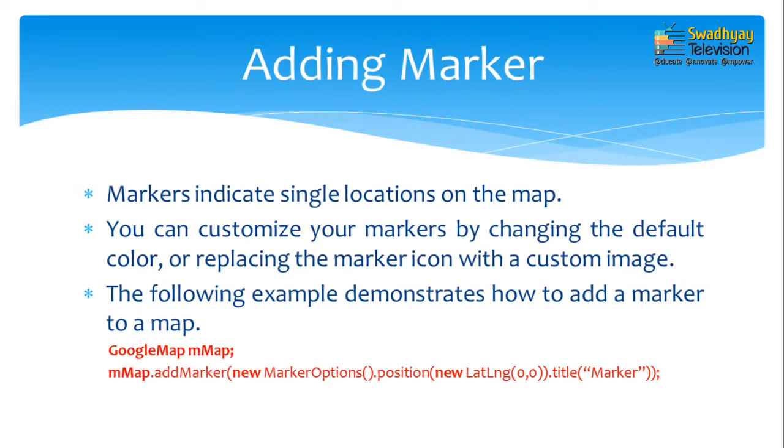Here mMap is an object of type GoogleMap, and you have to call its method addMarker, and inside addMarker you have to specify the marker position. So, we write new MarkerOptions, and once this is available, we can call its position method, and inside position we can specify the latitude and longitude for our place, and you can also specify a title. Here the title is "Marker" and latitude and longitude are 0, 0 respectively. So, this is how we can add a marker in our Google Map.